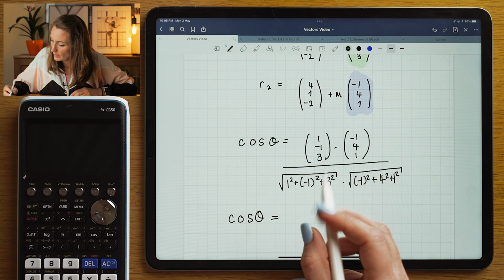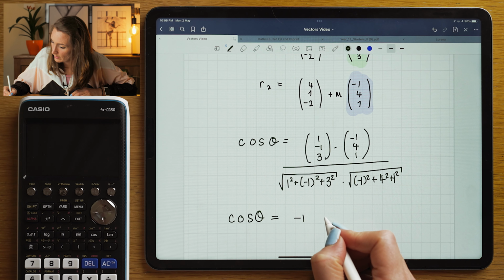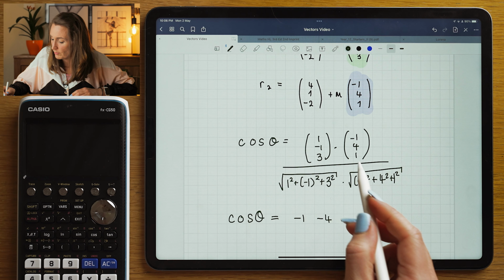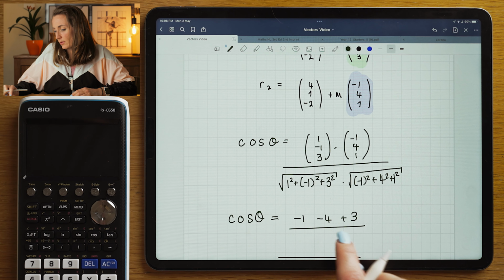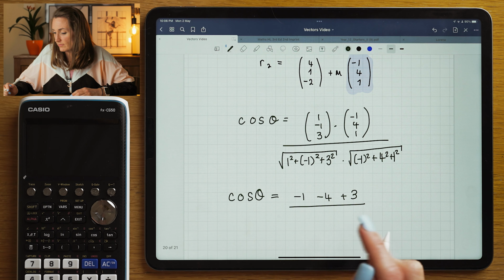1 times -1 is -1. -1 times 4 is -4. And 3 times 1 is 3. Okay? So we're going to get the obtuse angle here because this is going to be negative.